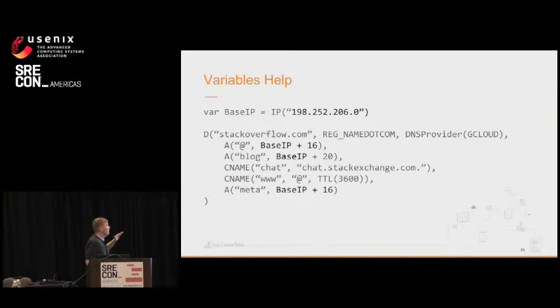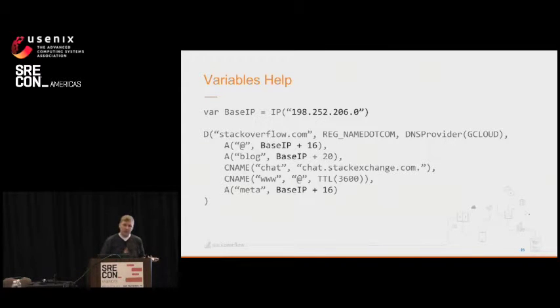And notice that IP addresses are numbers. That's something I learned that I didn't realize before, although it makes perfect sense now. It's just a 32-bit unsigned integer. So we can define the base of our subnet and then do math on it for our individual records. So we know the different offsets for where these servers live. So that's okay. That saved us some copy-paste.